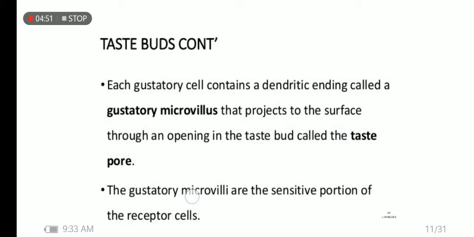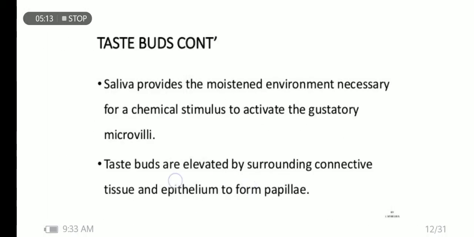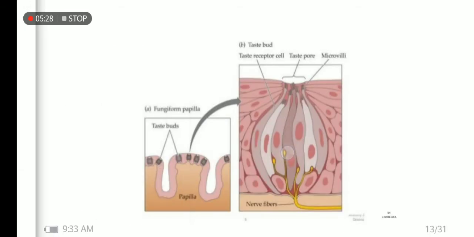The taste pore receives messages from the food particles and then sends messages to the sensory neurons, which are attached to the gustatory microvilli. The gustatory microvilli are the sensitive portion of the receptor cells. Saliva is produced in the mouth, which is necessary for the chemical stimulus to activate the gustatory microvilli. Taste buds are elevated by the surrounding connective tissue and epithelia to form papillae.